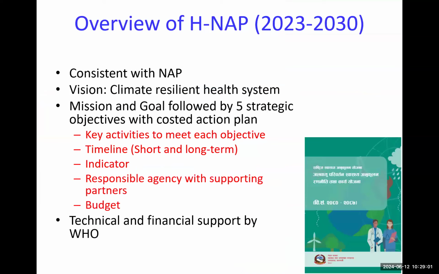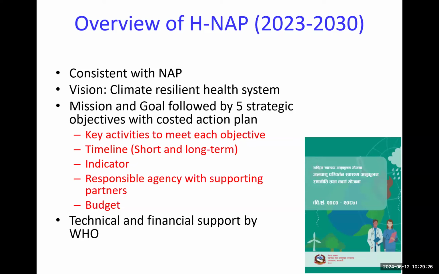When we look at the updated Health National Adaptation Plan, it has 5 strategic objectives related to advocacy, capacity building, and integrated disease surveillance linked with climatic information, as well as organization of capacity building and advocacy at the federal, provincial, and local levels, and multi-sector collaboration.